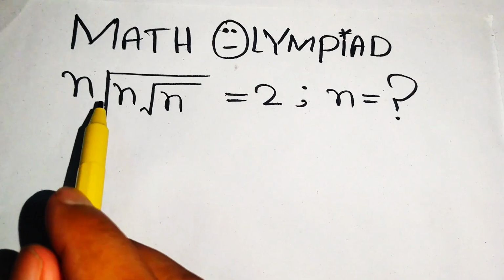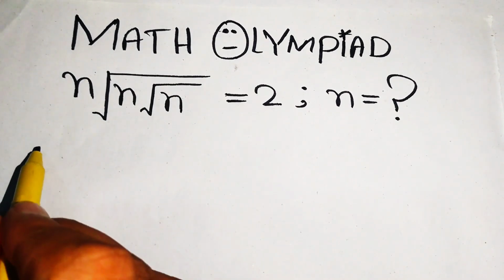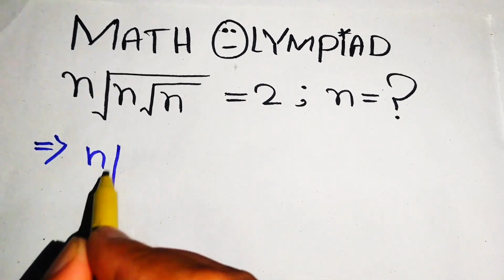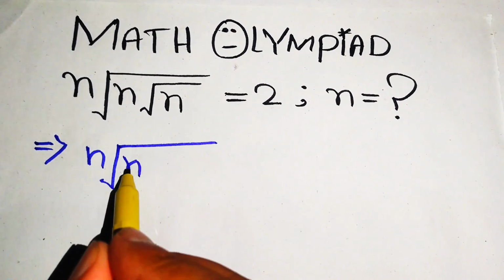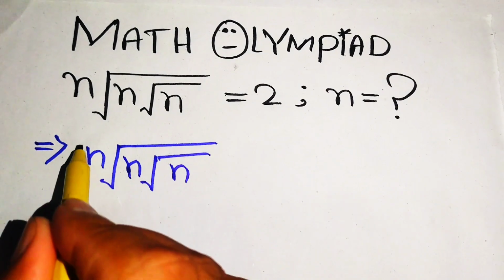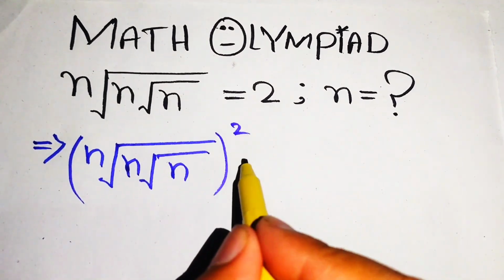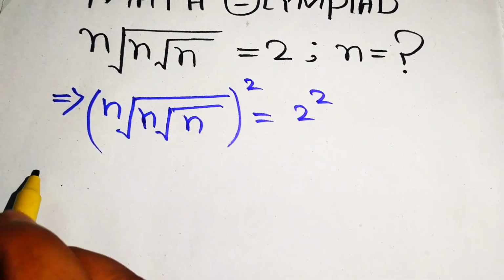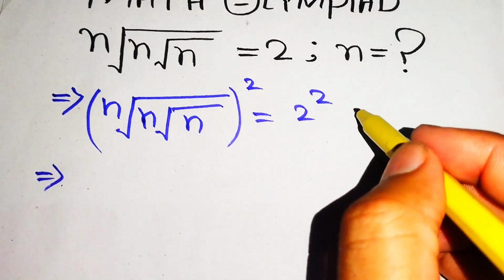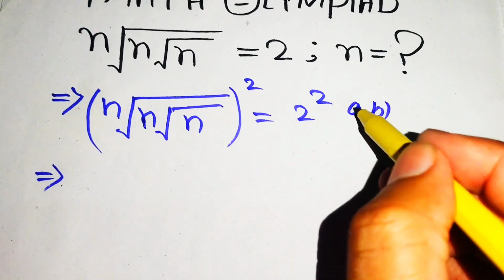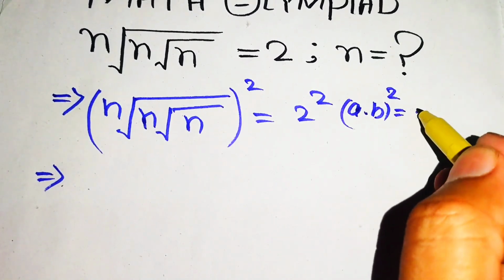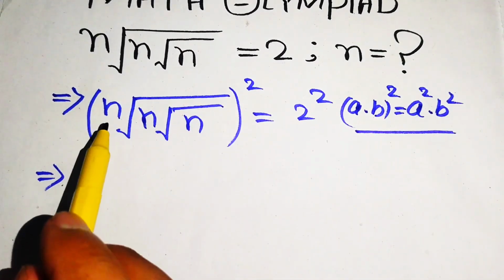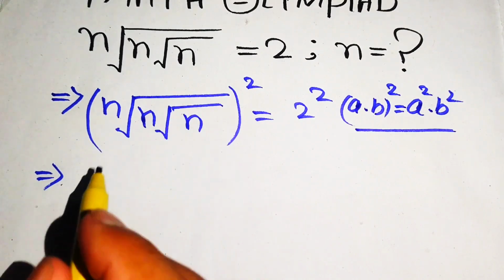You know that in order to remove the radical sign, we need to take the square on both sides. So here we take the square on both sides of this equation, and it will be written in this form. If we have the square of ab, it equals a square times b square, so we separate the square of all of these terms.